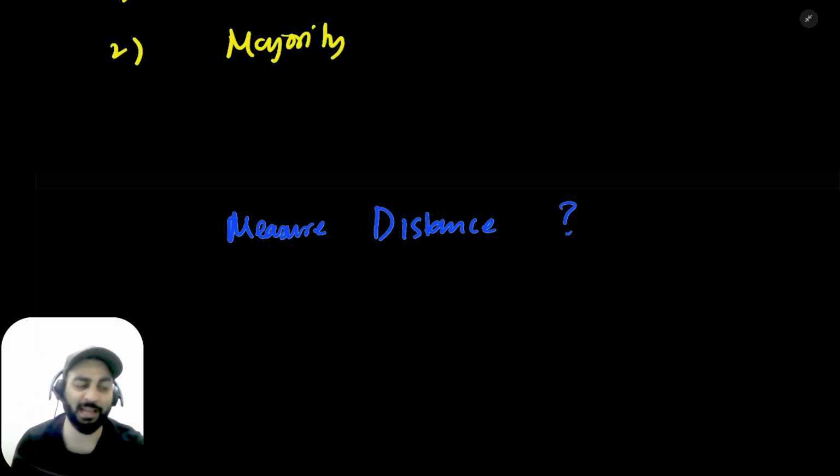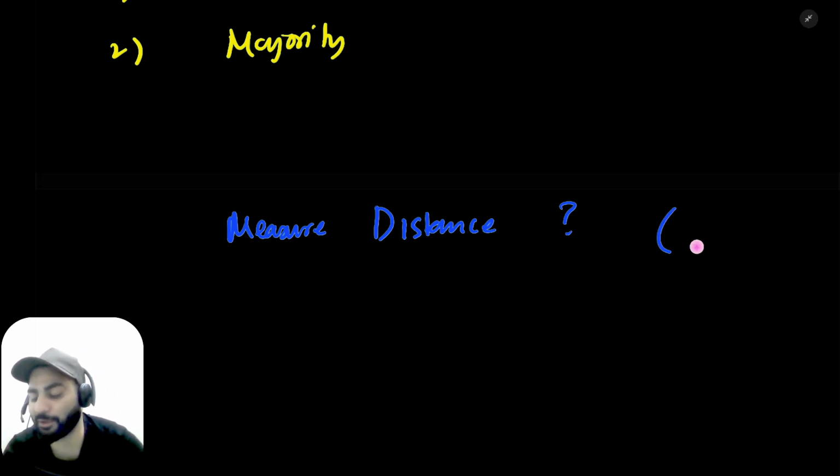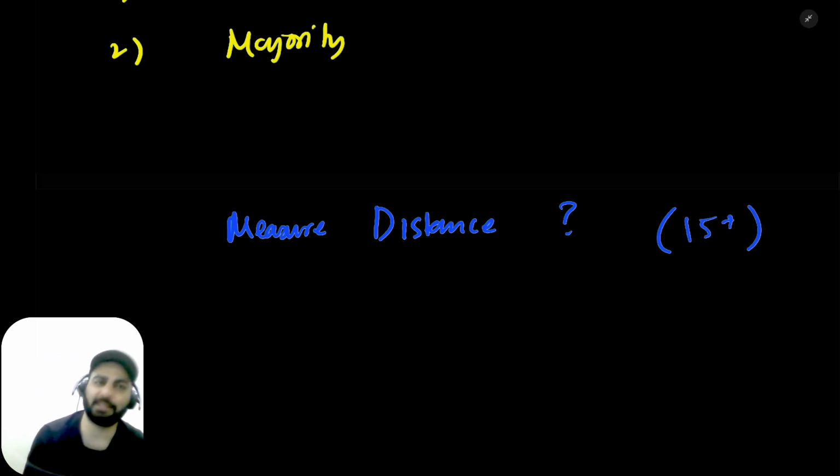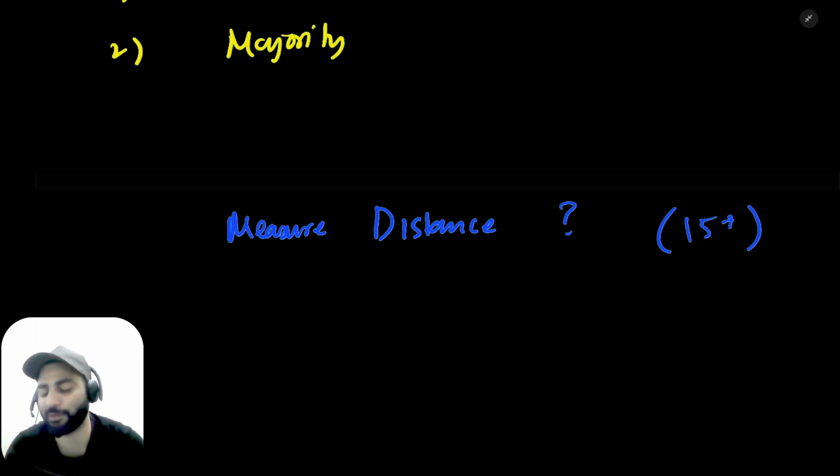Now at least I have come across, I'll say, 15 plus types of distances in my career, in my studies. There are a lot of types of distance. How can you measure this distance? There are a lot of things that you can do. So I'll just introduce maybe a few of them to give you an idea.